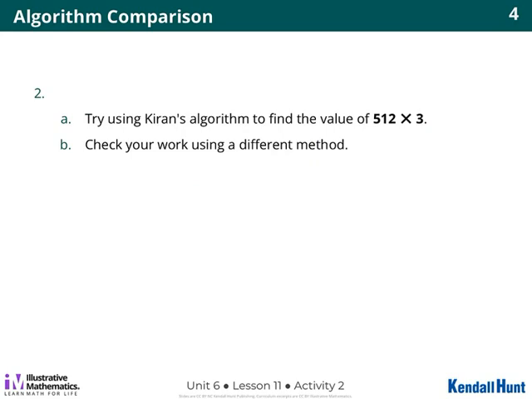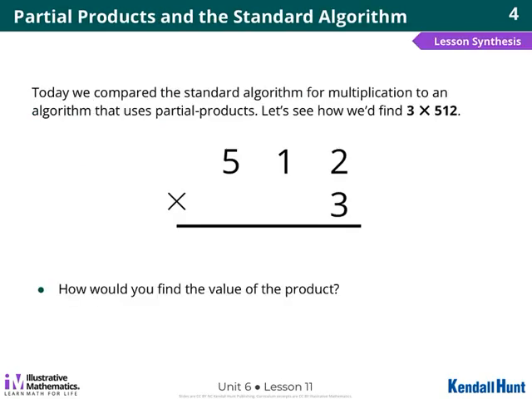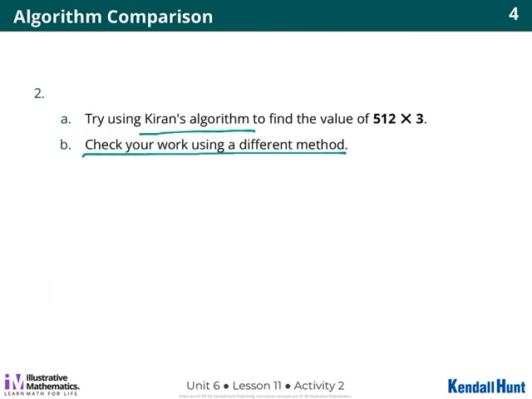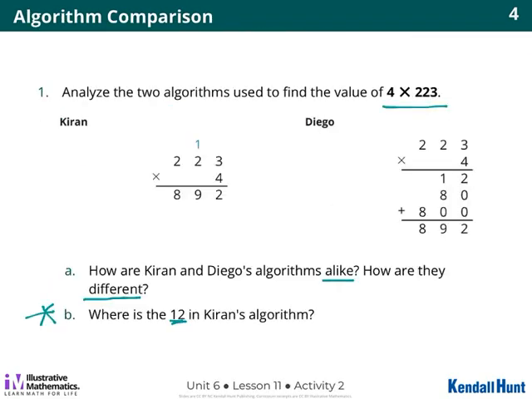Number 2, you're going to try using Kieran's algorithm. So you're going to do the shortcut method, which we probably should know how. But look at B. Check your work using a different method. So is it a choice to check with a second method? No. No, you need to. Okay, then we're going to synthesize. Okay, same as before. 10 minutes, work with your partner, then come back to the carpet.